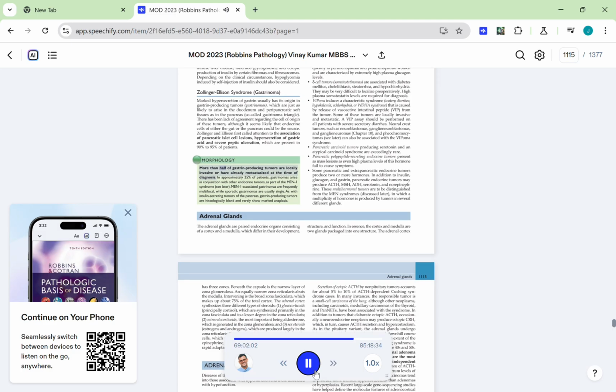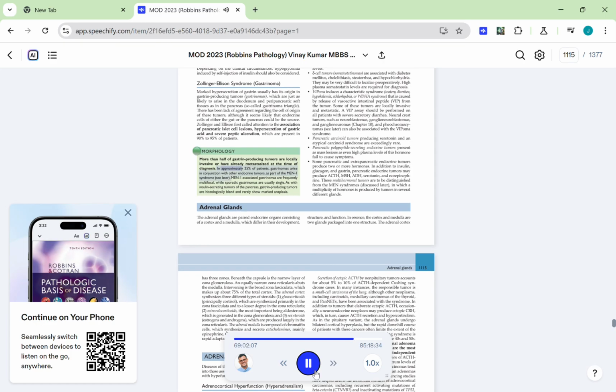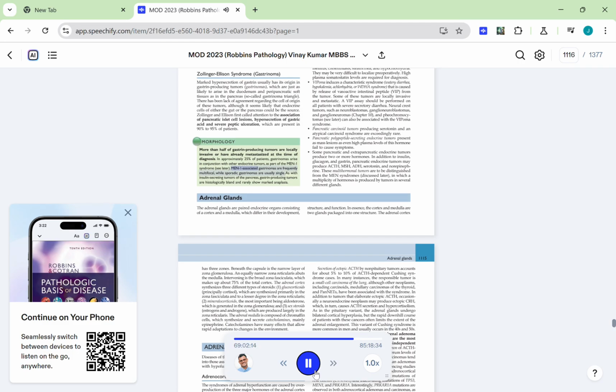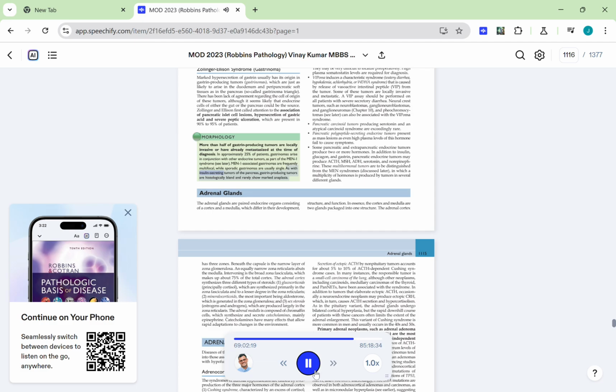Morphology. More than half of gastrin-producing tumors are locally invasive or have already metastasized at the time of diagnosis. In approximately 25% of patients, gastrinomas arise in conjunction with other endocrine tumors as part of the MEN1 syndrome. MEN1-associated gastrinomas are frequently multifocal, while sporadic gastrinomas are usually single. As with insulin-secreting tumors of the pancreas, gastrin-producing tumors are histologically bland and rarely show marked anaplasia.